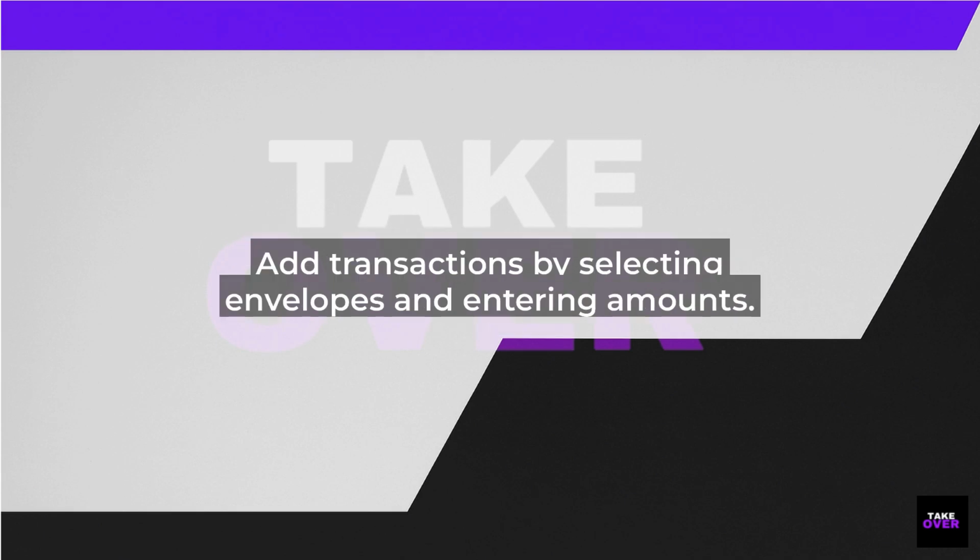Begin by entering your total monthly income, then create envelopes for your key expense categories. For example, allocate $500 to groceries or $1,000 to rent. Make sure to prioritize essentials first.